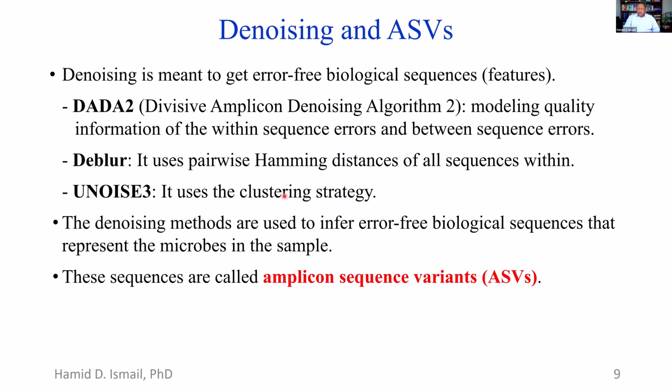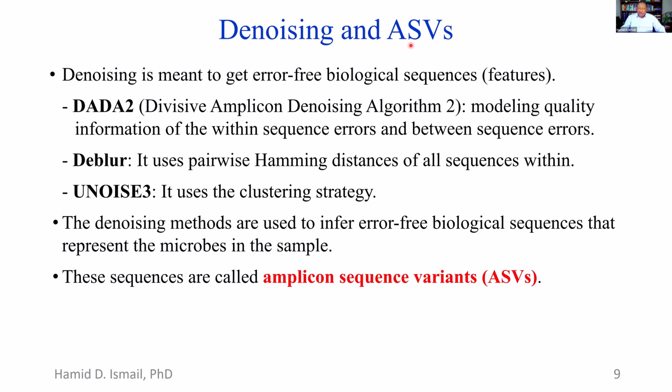The first method is clustering. The second method is denoising, and in denoising we produce what we call ASVs, or amplicon sequence variants. Comparing ASVs to OTUs, ASVs are exact sequences, while OTUs are just representative sequences. This is the difference between ASVs and OTUs.